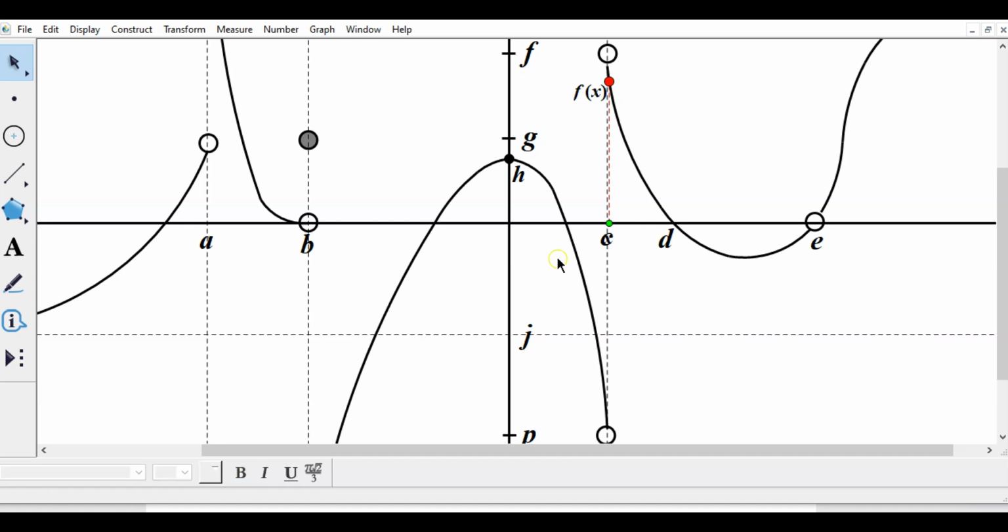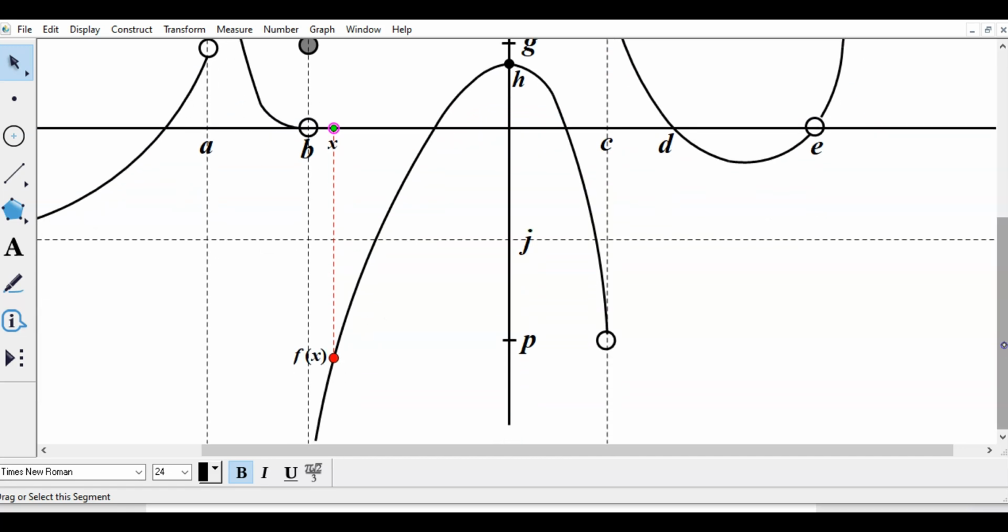Let's go back and maybe look at point B. So notice if I do the right-hand limit as we approach B from the right, let me scroll down a little bit just to make sure. What is our graph doing? It's going down forever and ever. So on the right-hand side of B, the answer is negative infinity.